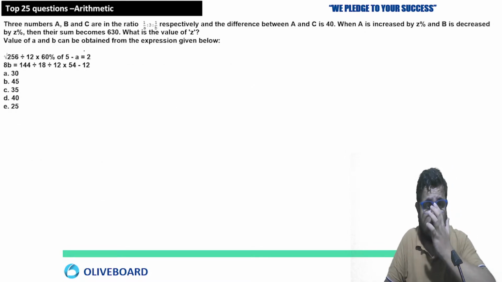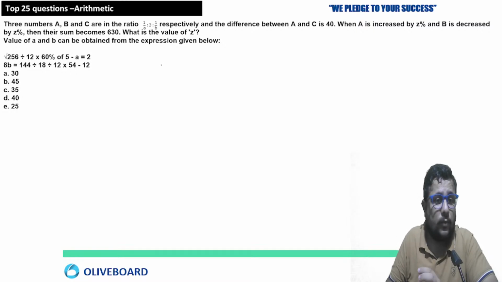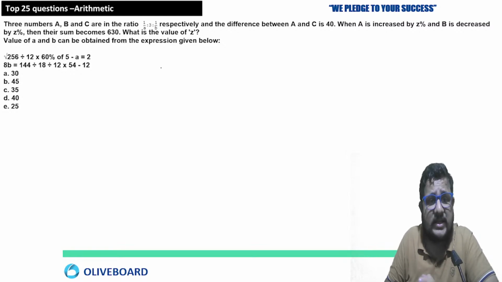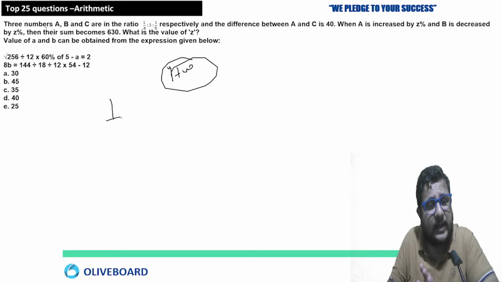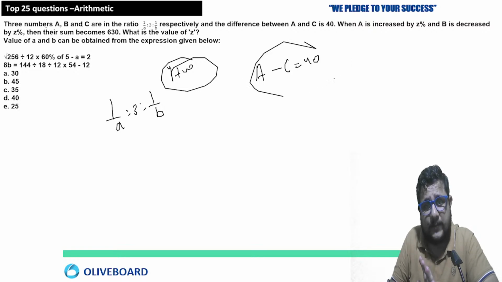Now next one: three numbers A, B, C. Some questions I am giving you for practice. If you still find any difficulty, then you can ask me in the chat box or comment box. I will definitely reply. So this is also homework. Three numbers A, B, C are in the ratio of 1 by A, 3, 1 by B respectively. The difference between A and C, A minus C, is 40.